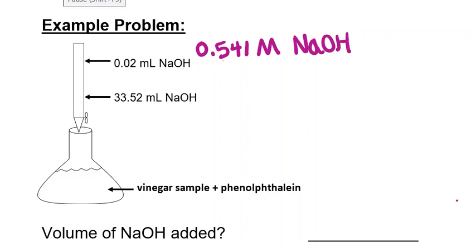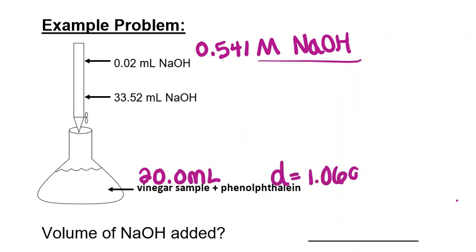Now let's see how to do our calculation of our percent acetic acid in our unknown vinegar solution. First of all, we have our known solution in the burette, sodium hydroxide. Make sure you have this molarity written down. And then we also have our vinegar sample down here. We need to know its volume, and we will also be given its density. Okay, and our indicator is down there as well.